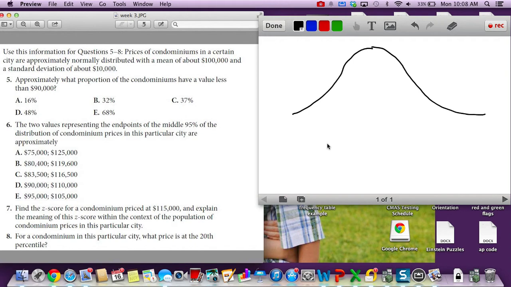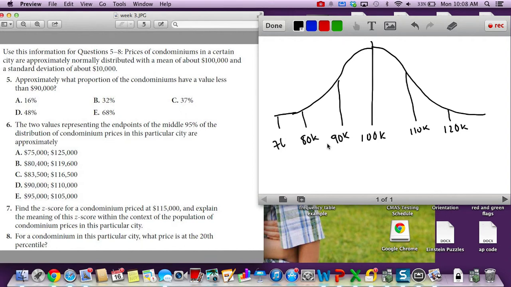Okay, so I'm going to actually go through and sketch my mean in and then my standard deviation. So 100,000, so I'm going to write that as 100K. And then my first standard deviation below, so my standard deviation is $10,000, which means this would be 90,000, this would be 110,000, this is 120,000, and this is 80,000. So that's 2 standard deviations. 3 standard deviations would be 70 and 130,000.